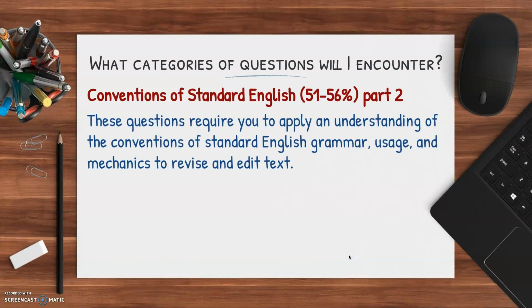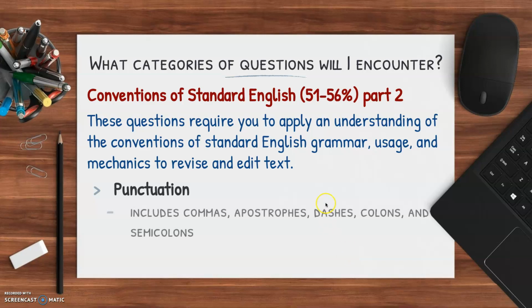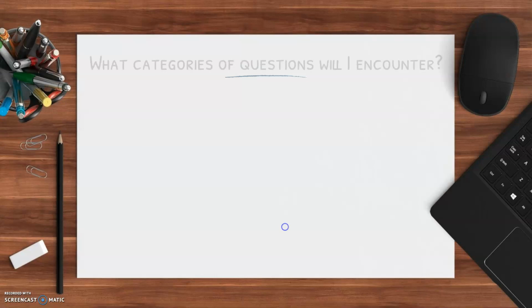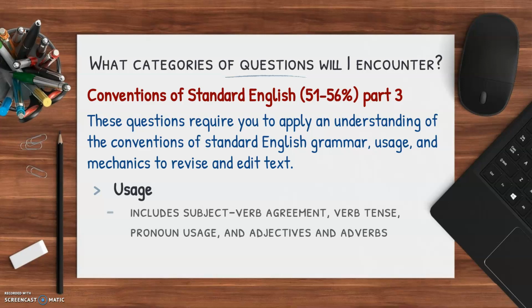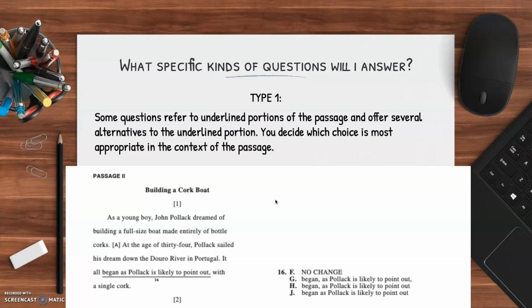The second portion of conventions is punctuation. So here's where your knowledge of commas, apostrophes, dashes, colons, and semicolons comes into play. And the third portion of our conventions category is usage. So this includes topics such as subject-verb agreement, verb tense, pronoun usage, and adjectives and adverbs.